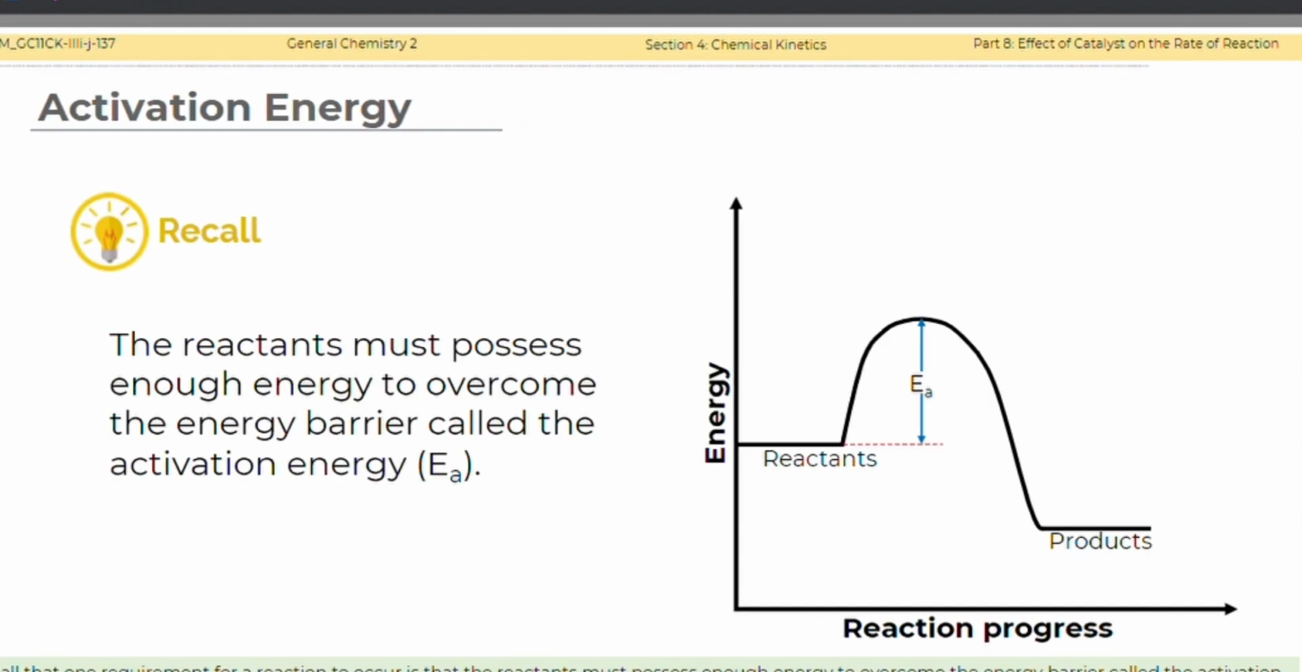Recall that one requirement for a reaction to occur is that the reactants must possess enough energy to overcome the energy barrier called the activation energy.